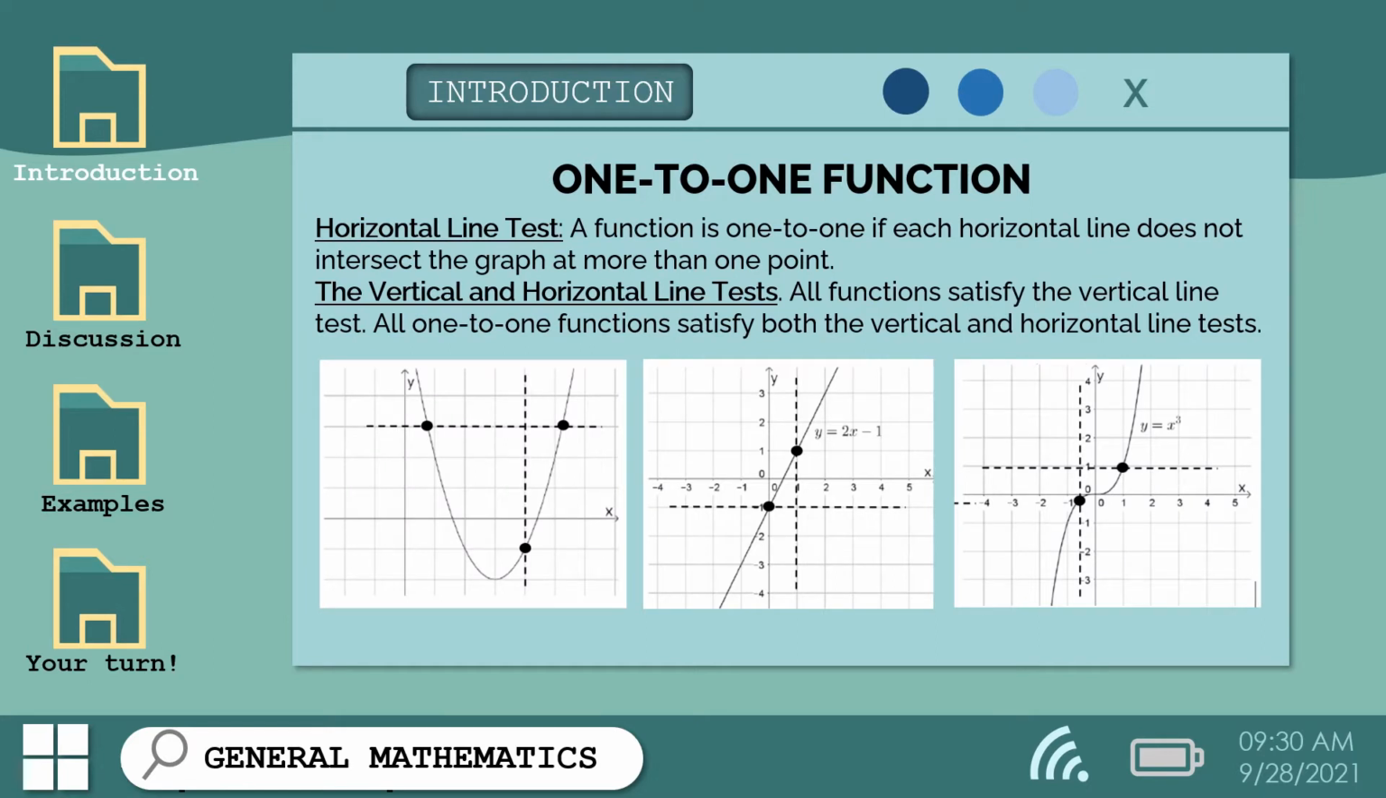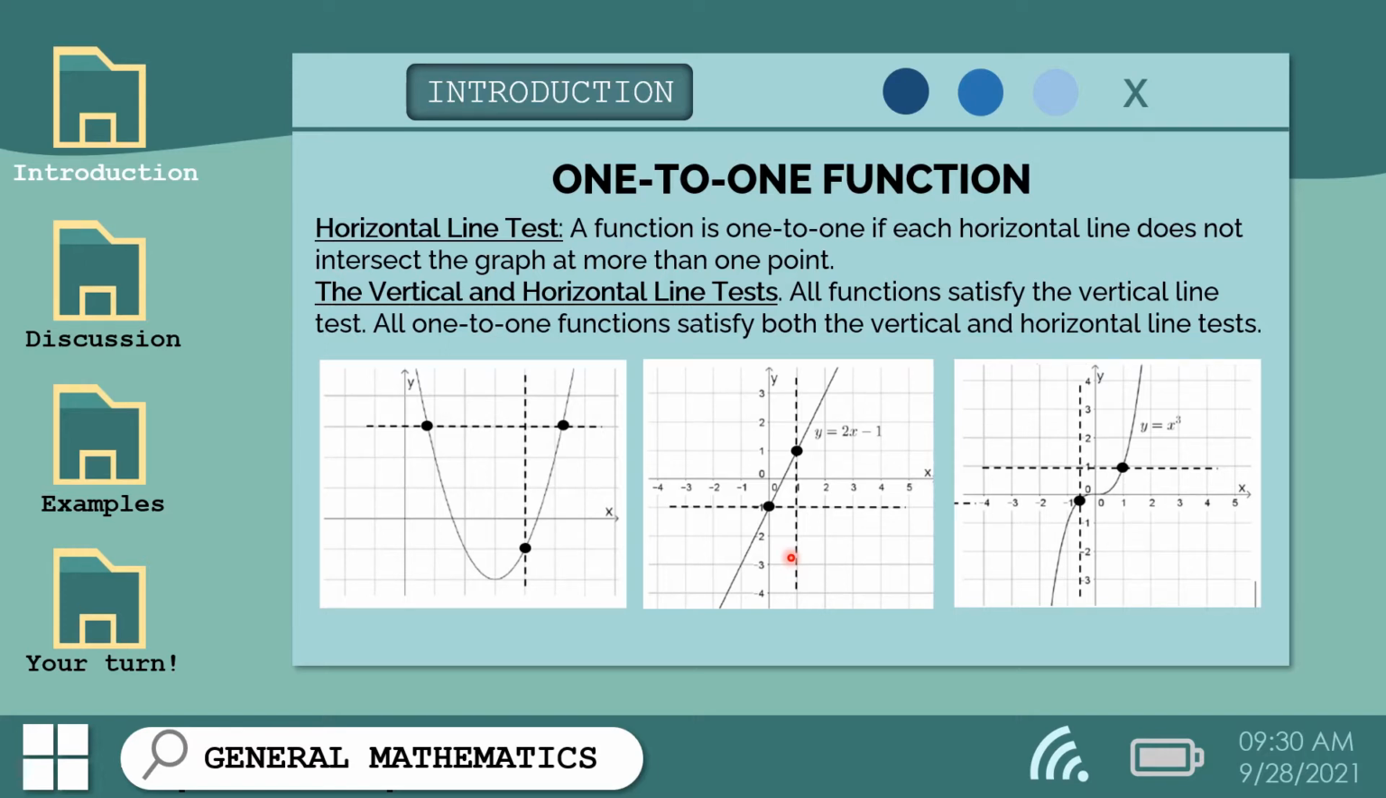So, paano naman po kaya malalaman kung ang isang graph ay nagde-describe ng 1-to-1 function? Gagamit po tayo ng tinatawag na horizontal line test. A function is a 1-to-1 if each horizontal line does not intersect the graph at more than one point. So, kung magdodrawing po tayo ng horizontal line, ang linya ay hindi siya tatama sa ating graph ng higit pa sa isang point.